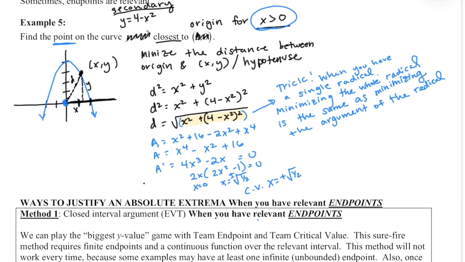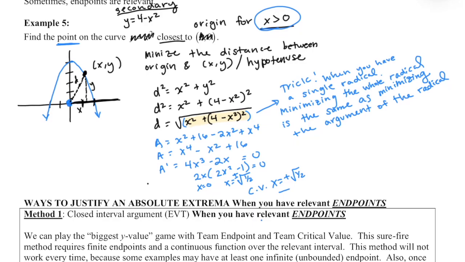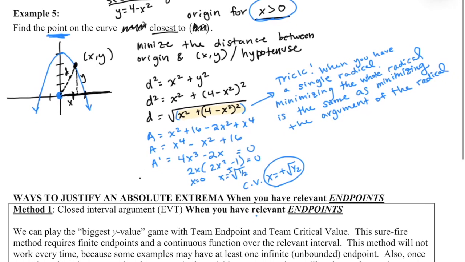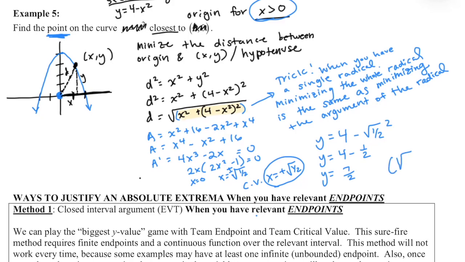Okay. So that is the x value of the point. The question wanted the point, so a point consists of both an x and a y. So I will plug this back into my original secondary equation. So y equals 4 minus 1/2. Y equals, this is 8 over 2 minus 1/2, which is 7 over 2. So my coordinate point will be the square root of 1/2, comma 7/2. There's my answer.